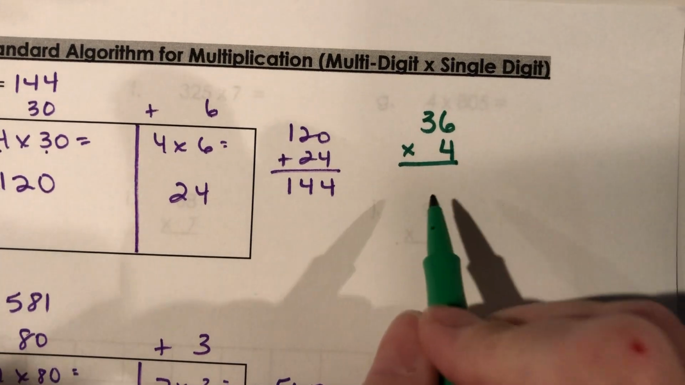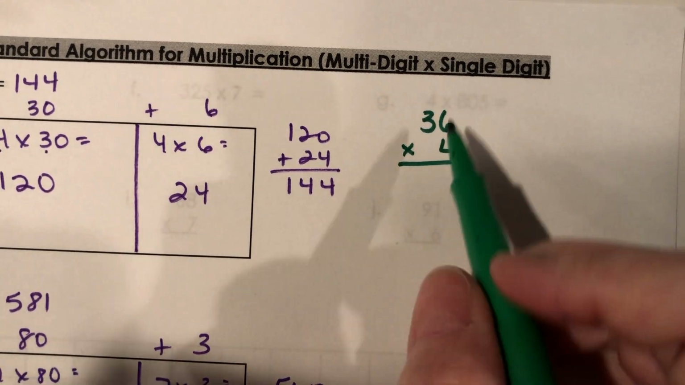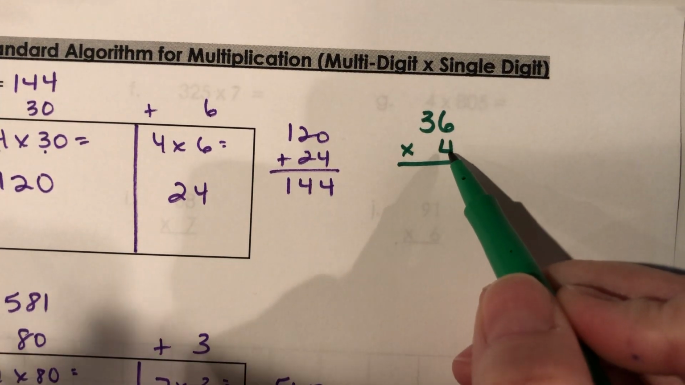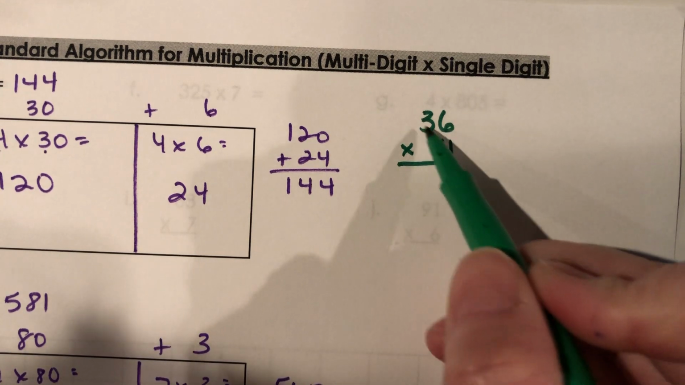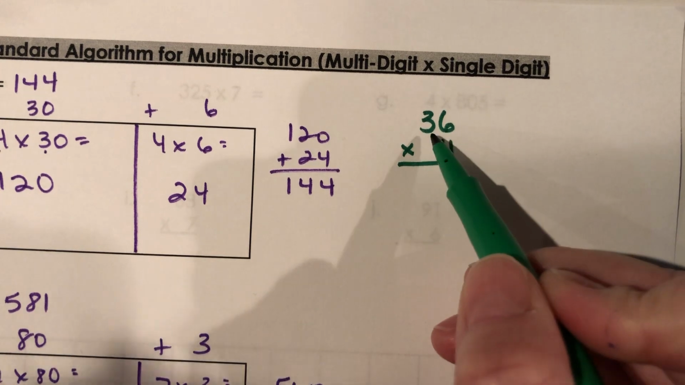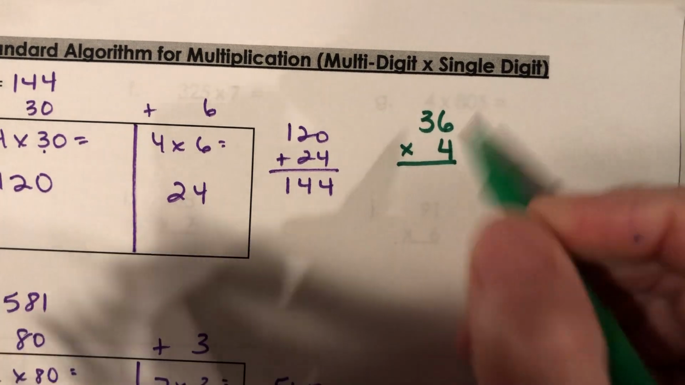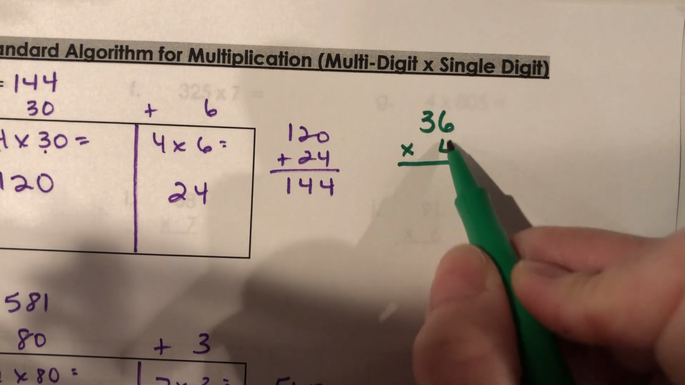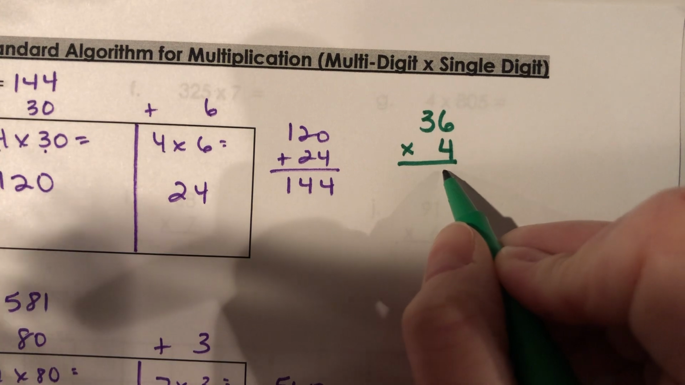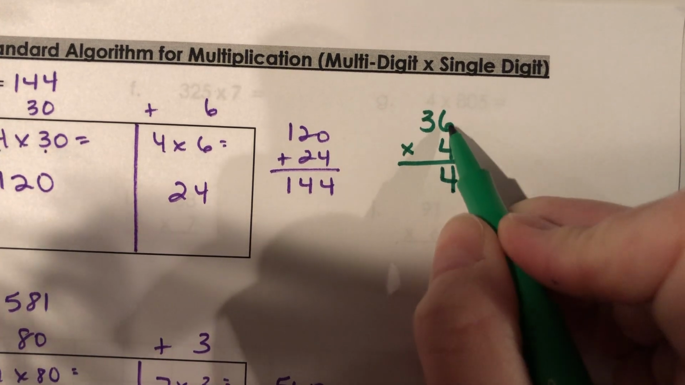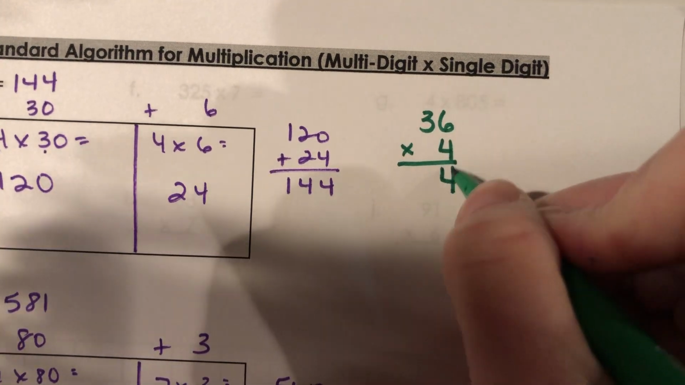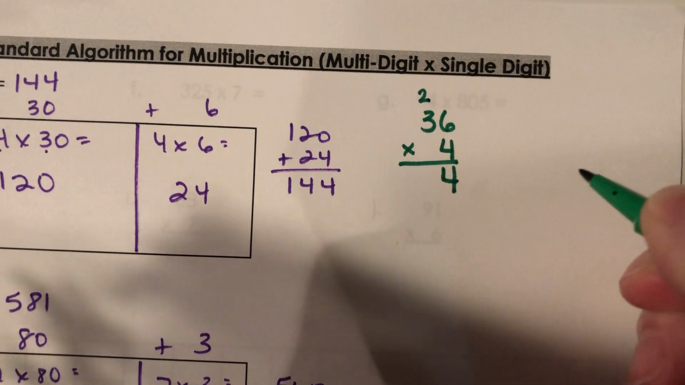Now, when you solve using the standard algorithm, it's kind of just like what we did here. We're looking at this as taking the 4 times the 6 and the 4 times the 3, but this 3 represents 30, right? So here's what we do. We multiply the 4 by the 6, right? And now 4 times 6 is 24. So just like when you add, you can only put one digit at a time. I'm going to put the 4 in my 24 down, and I'm going to carry my 2.